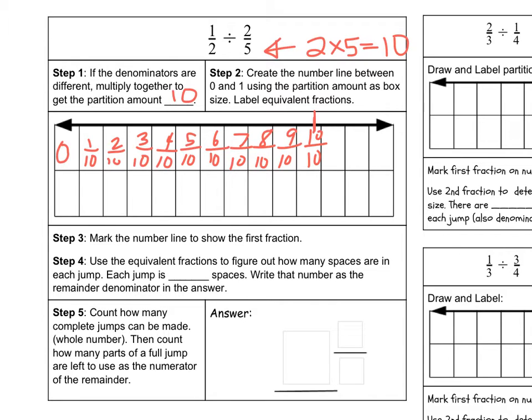So looking at this, 2/10 I know has an equivalent fraction of 1/5. Then we have 4/10 is going to be 2/5. 5/10 can reduce to 1/2. 6/10 can be reduced to 3/5. 8/10 is going to be 4/5. And 10/10 is 1. So now that we have our number line partitioned and our equivalent fractions, step 3 says we need to mark the number line to show the first fraction.